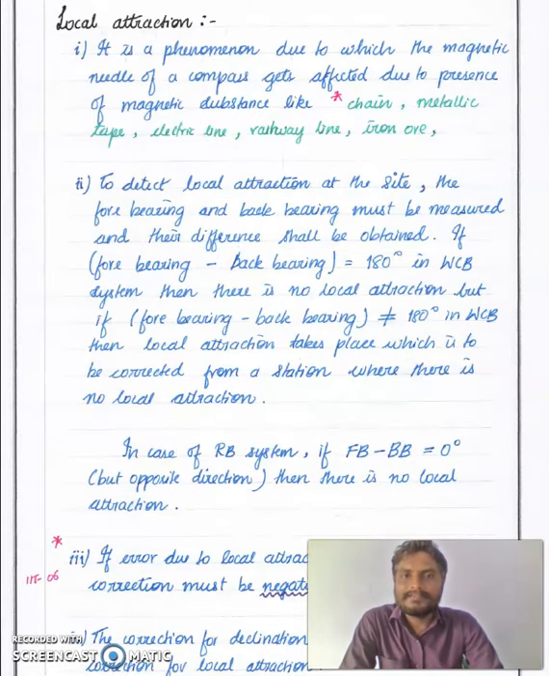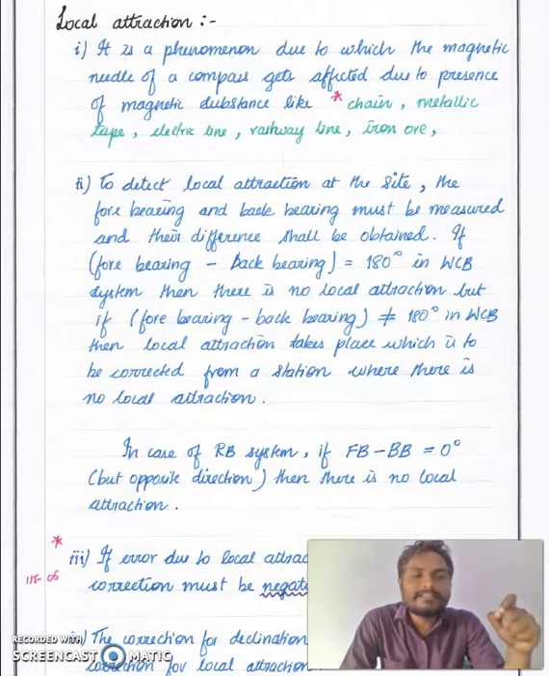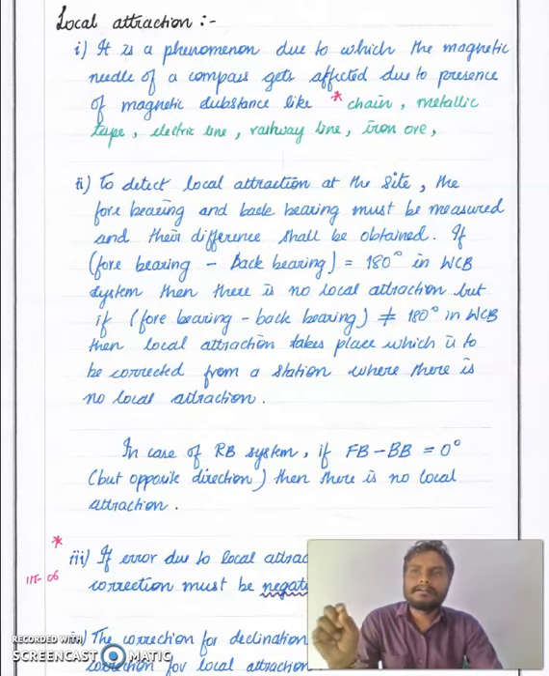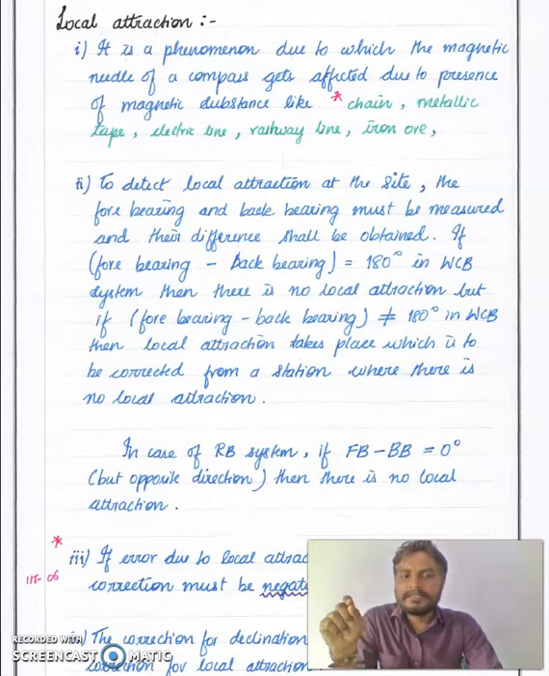So local attraction, already we discussed, it is a phenomenon which can be influenced by magnetic substances like chain, metallic tape, electric line, railway line, and iron ore. It means that in the vicinity of magnetic substances, the magnetic needle of the compass is disturbed. Okay, so already we discussed how to find whether local attraction has occurred or not. By looking at the difference, 180 degree if it is the whole circle bearing system, and if it is the reduced bearing system, the difference must be equal to 0 degree.